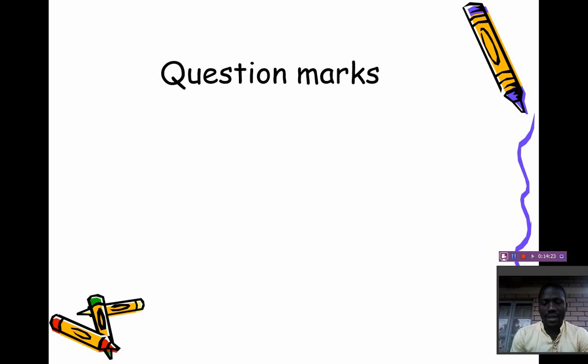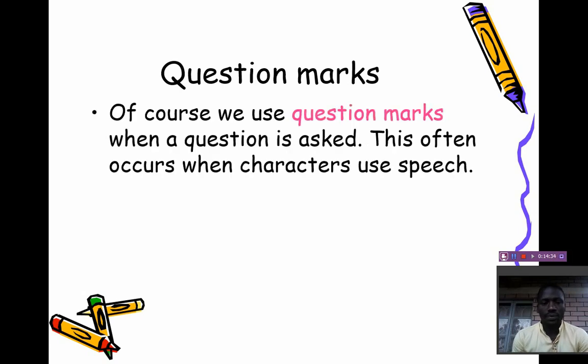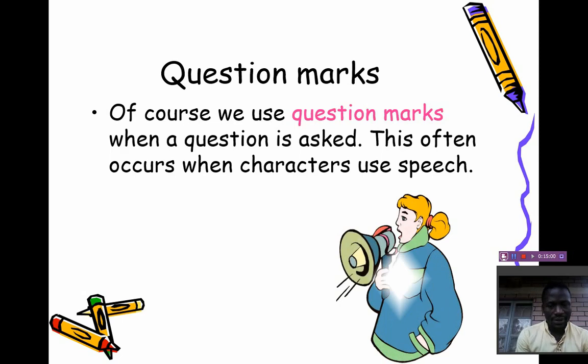Question marks are another kind of punctuation. When do we apply question marks? Of course, we use question marks when a question is asked. Question marks are commonly used in interrogative sentences, questioning sentences. This often occurs when characters use speech. Interrogative sentences, questioning sentences, we end them with a question mark. Okay.